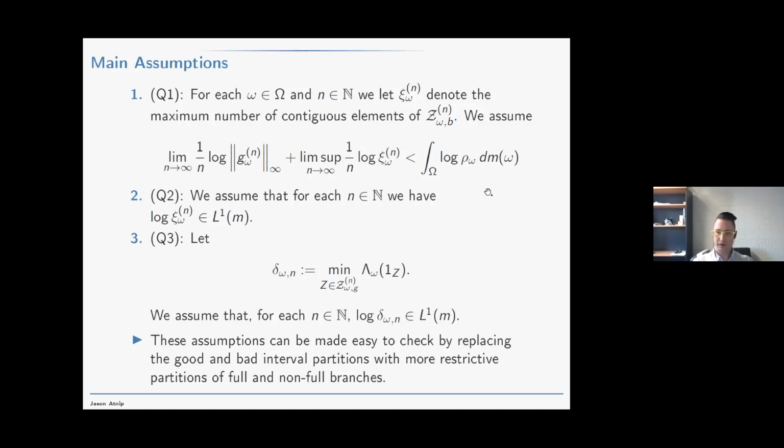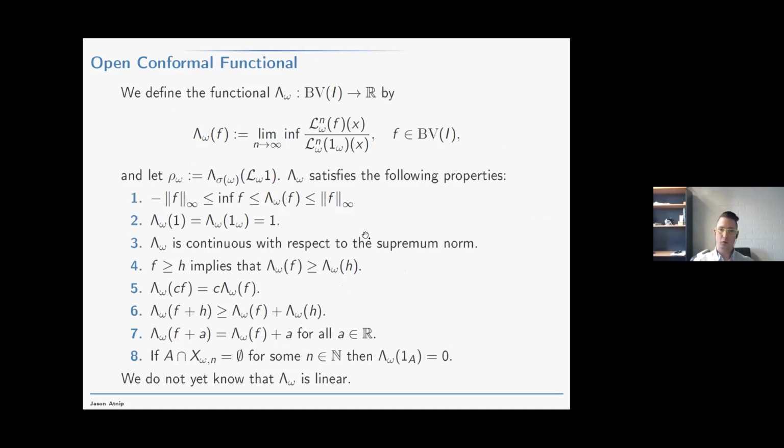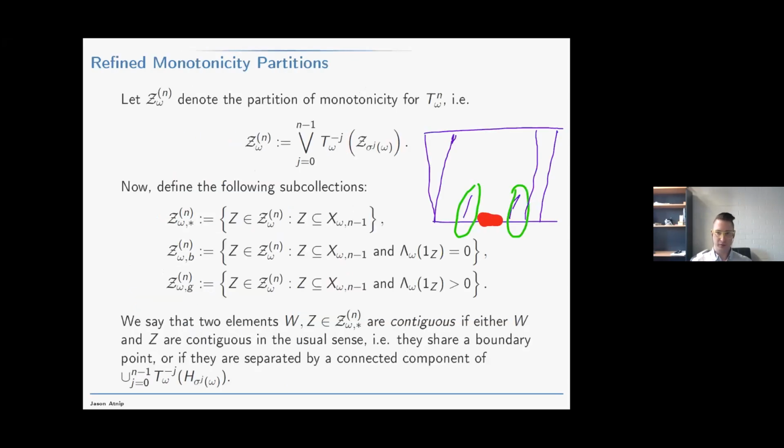I should go back. I forgot about rho. Rho is going to be very important. Let me go back. Rho, I'm going to define to be capital lambda sigma omega of L omega of 1. Rho is going to be the multiplier we saw, the lambda omega c from before. Or rather, it's going to be the open version of that closed lambda omega c multiplier.